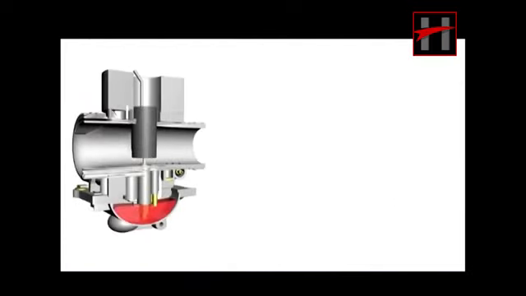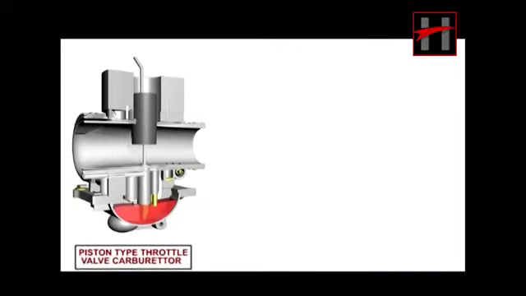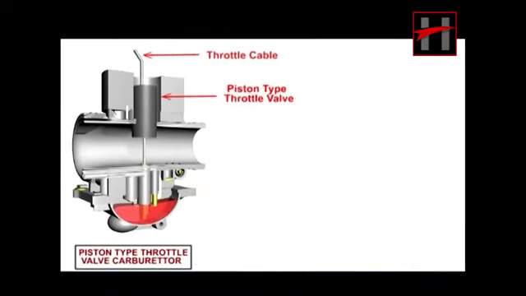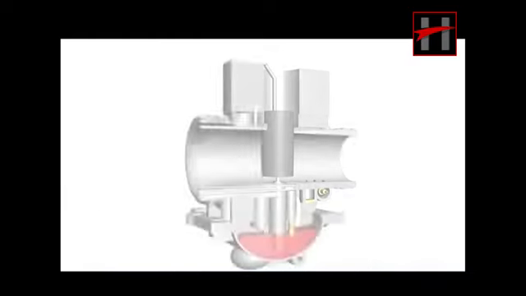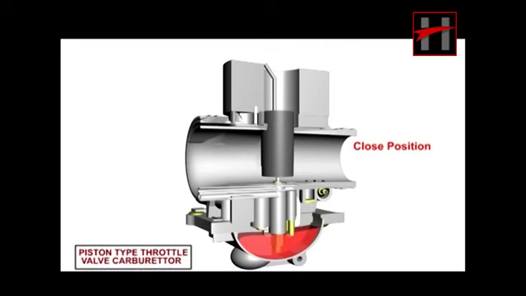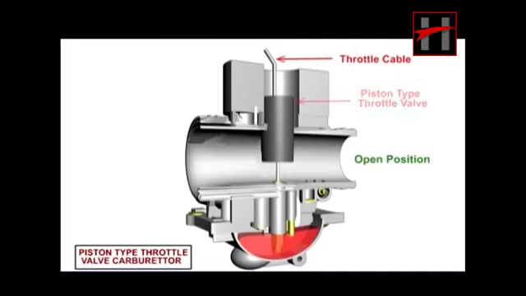Classified on the basis of throttle valve, there are two types of carburetor: one, piston type throttle valve carburetor, and two, butterfly slide type carburetor. What you see on screen is a piston type throttle valve carburetor. In this type of carburetor, the venturi size is controlled by the piston valve, which is directly operated by the throttle cable.